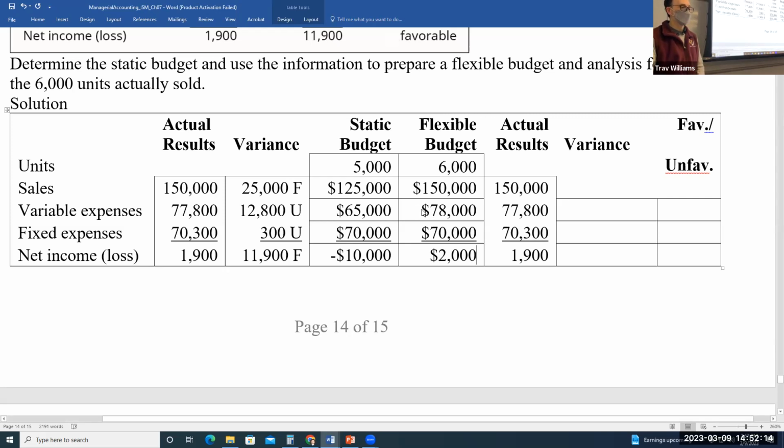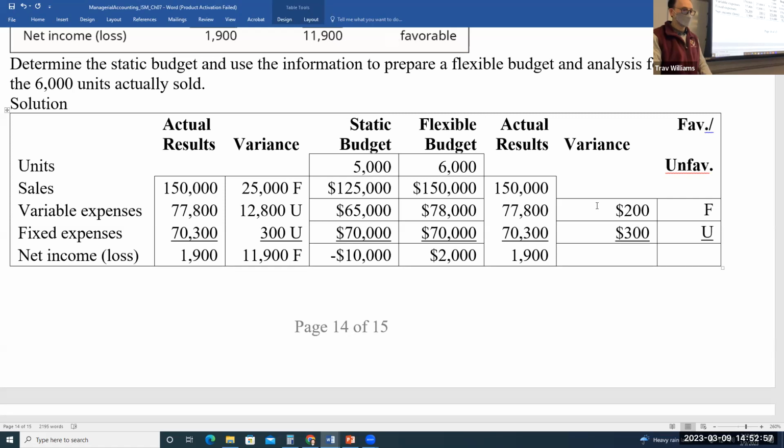We can compare the actuals with the flexible budget and get our variance. So what's the difference on variable expenses? 200? Are we favorable or unfavorable compared to the budget? Favorable, because our costs were lower than the budget said. What about our variance on fixed? 300. And are we favorable or unfavorable? Unfavorable. Okay.